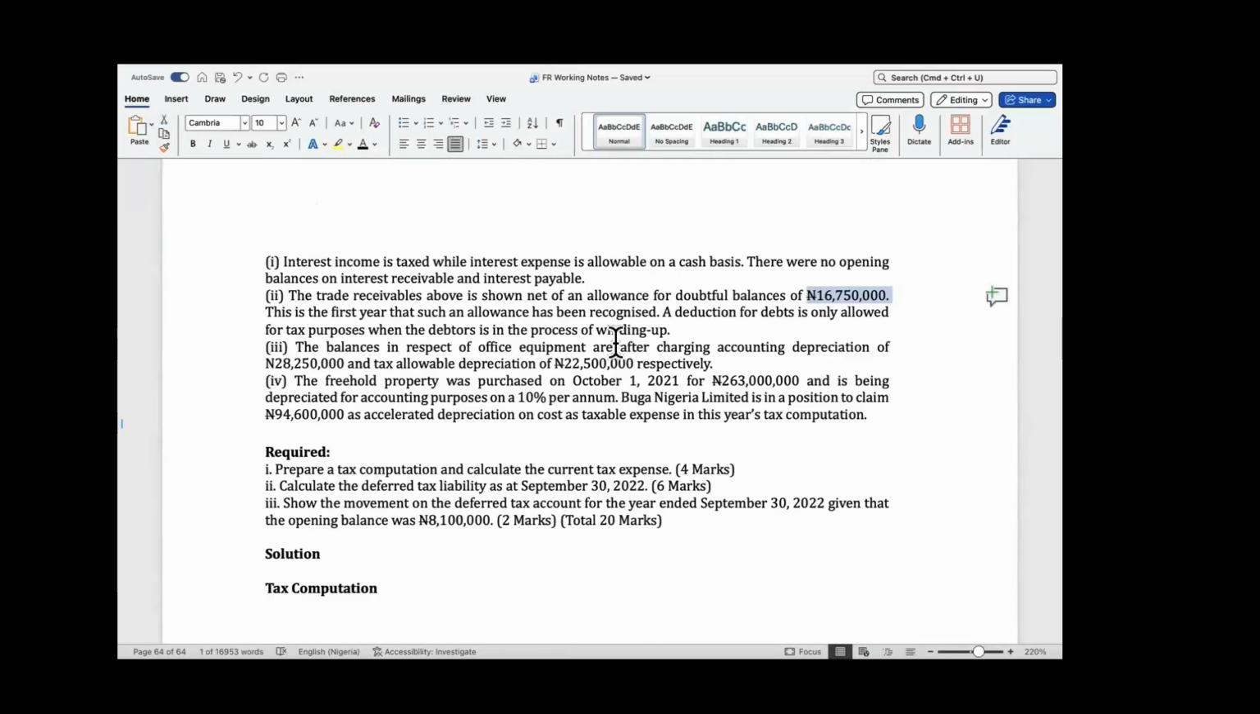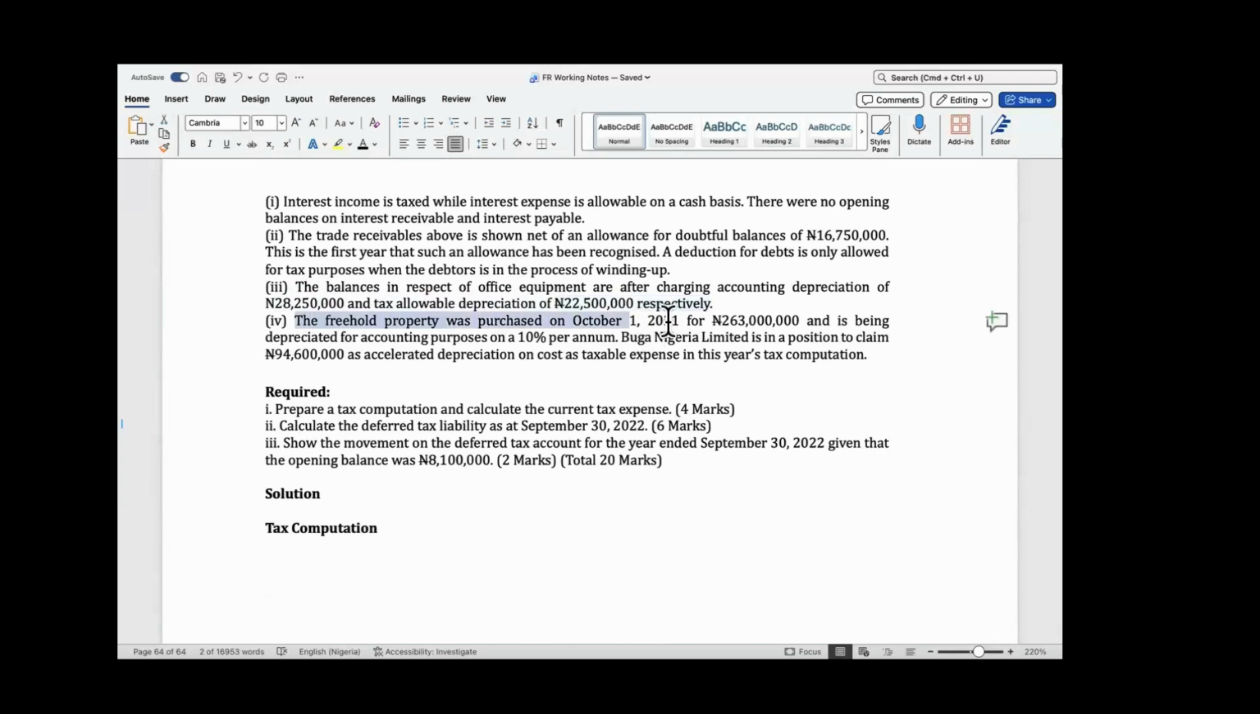Also, we are told that the balance in respect of office equipment is after charging depreciation of this. The depreciation would be disallowed, and the tax allowable depreciation of this is capital allowance that will be allowed as a deduction.